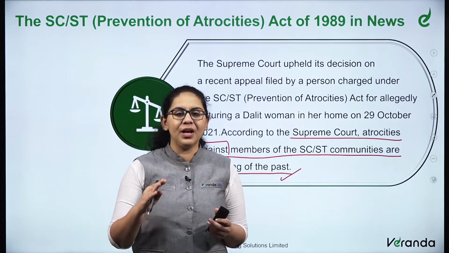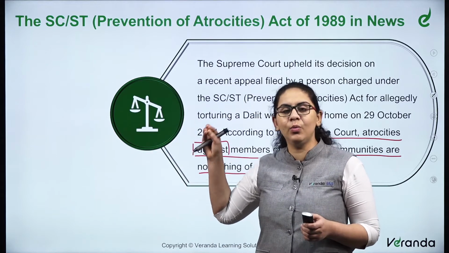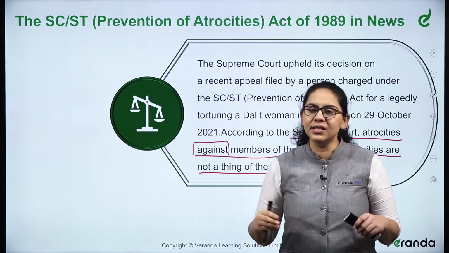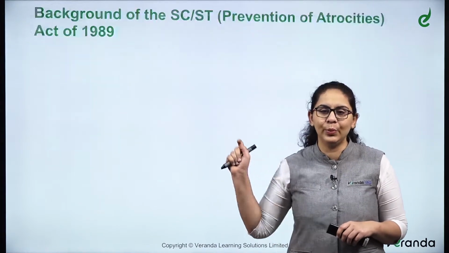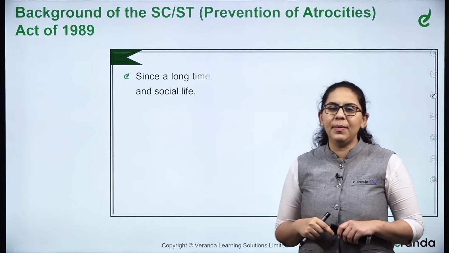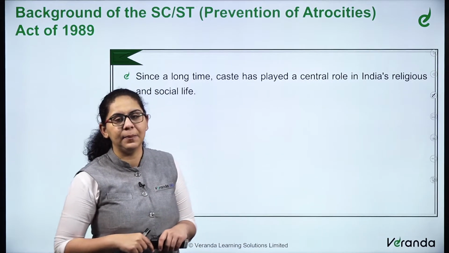So the crimes are heinous and crimes still exist. What does the law say? What does the Act say? How does the Act criminalize these offences? We'll figure out the background of the SC/ST Prevention of Atrocities Act of 1989.